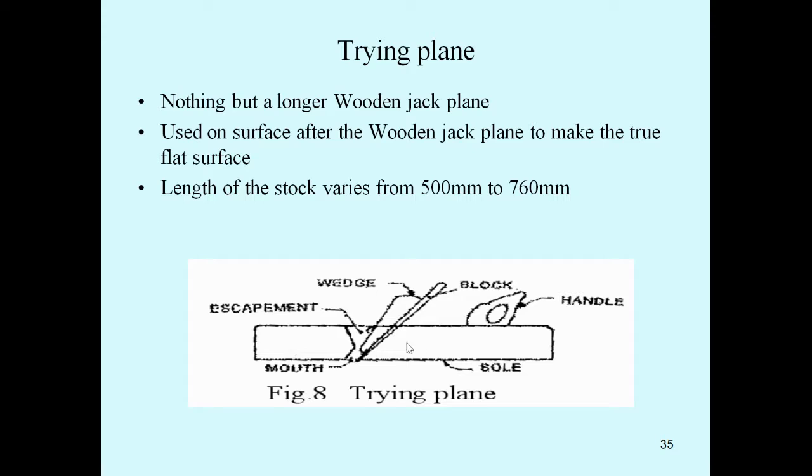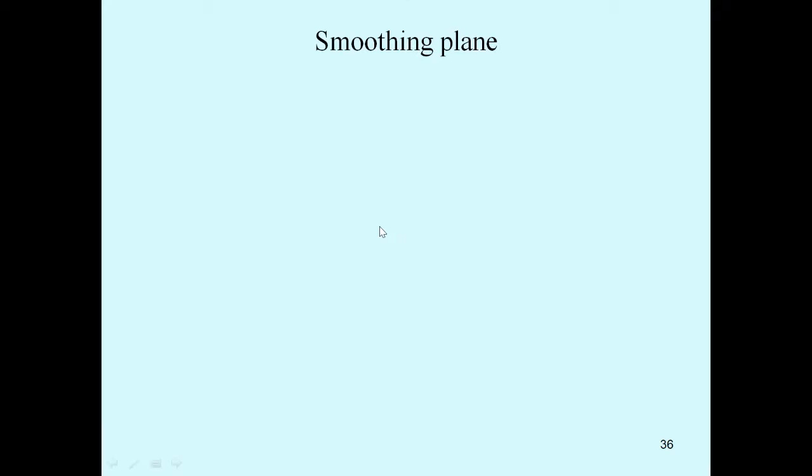This will be the stock or body. The length of the stock, or the length of the body, varies from 500 mm to 760 mm. So this will be the range of the body of the trying plane. Next, the width of the iron cutter or blade is 600 mm.